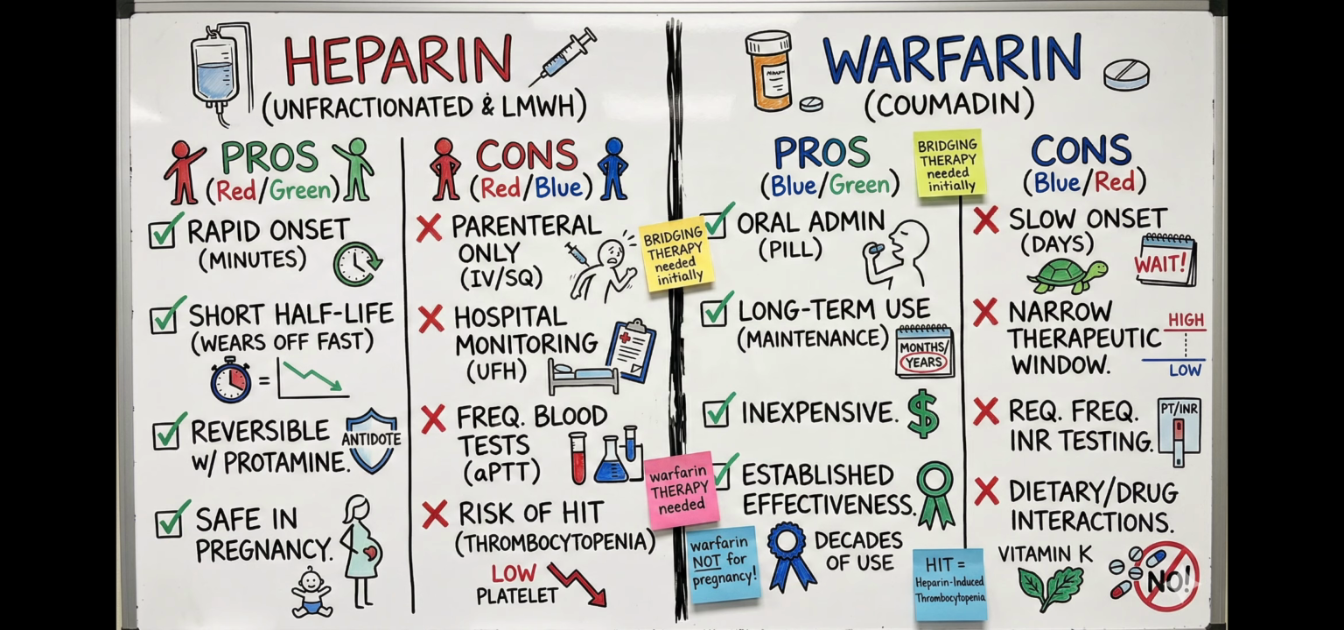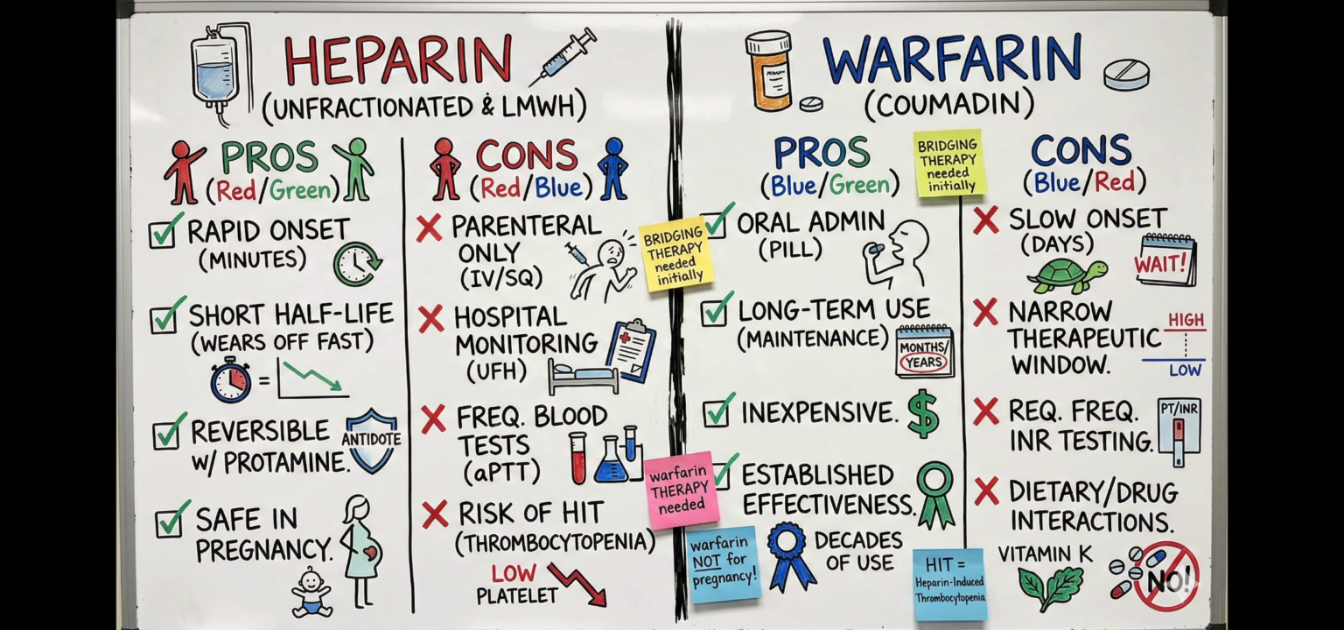The pros which go towards heparin: it has a rapid onset of action, it acts within minutes, and it has a short half-life so that it wears off its effects very fast. And if there is an overdose of heparin, it can be treated with the antidote protamine sulfate. So for heparin overdose, the antidote is protamine sulfate, and heparin is the drug of choice and is safe in pregnancy as an anticoagulant.